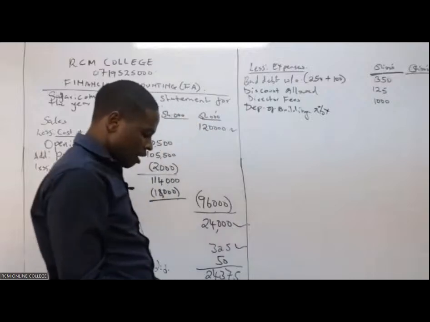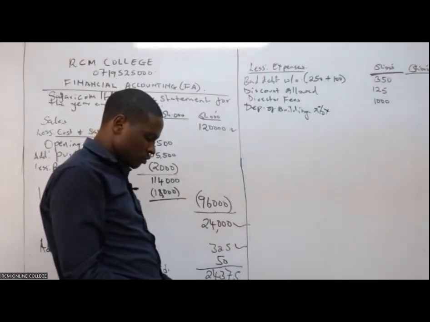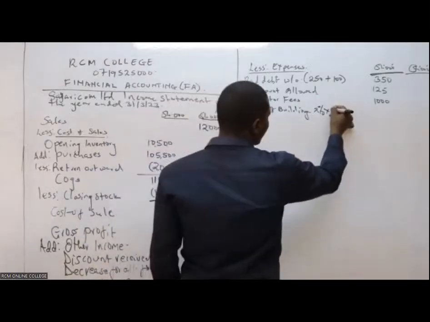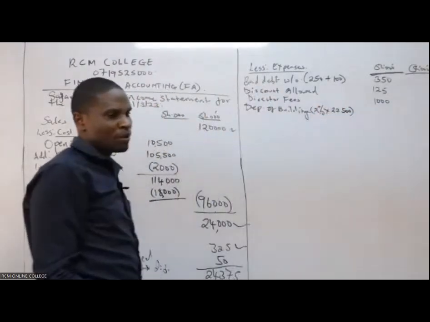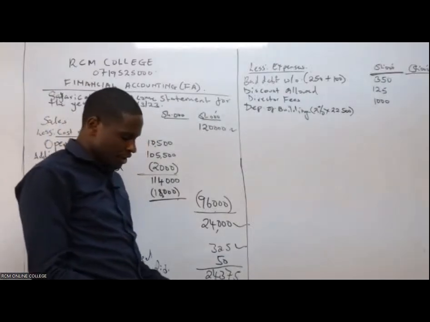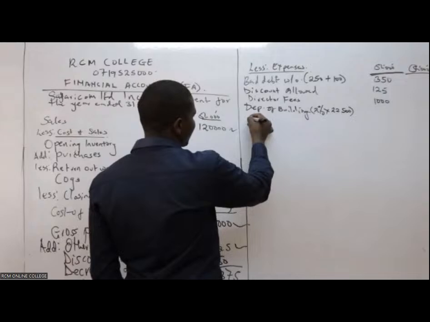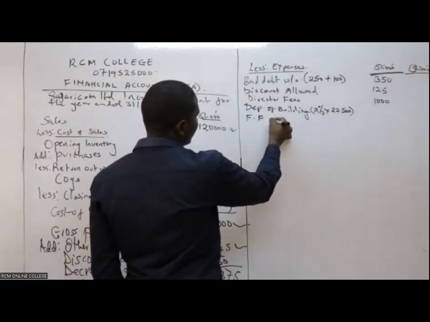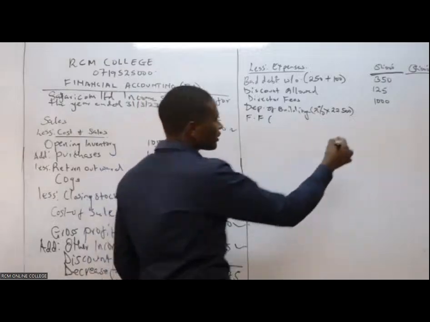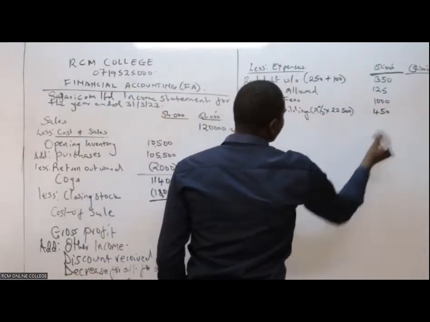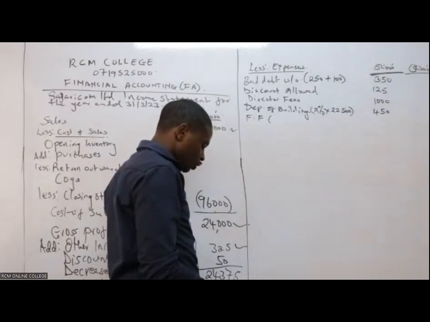The cost of our building is 22,500. So just give me 2% of that. Then we go to furniture and fitting. Furniture and fitting is at reducing balance and the rate is 10%. The cost is 450. Tunaenda vizuri. Nataka tuharakisha ili tuende kwa balance sheet. I want us to go even to the balance sheet.